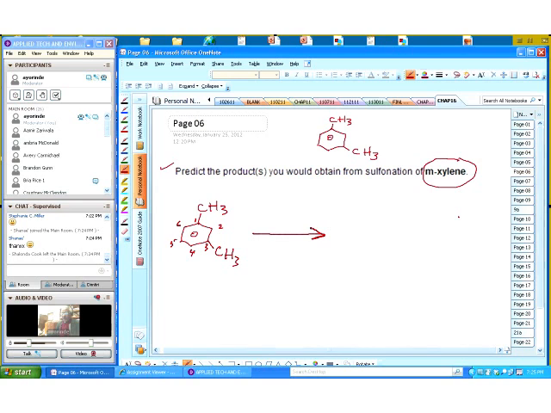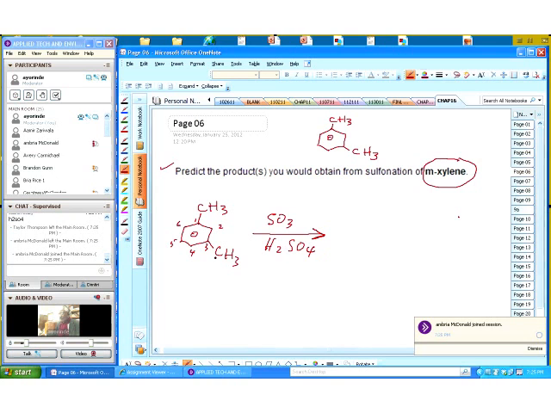Can anybody tell us what reagent we need for sulfonation? Okay, H2SO4 plus SO3, excellent. Sulfur trioxide and H2SO4. Folks, you need to know your reagents. Remember, I kept telling you from the last semester, knowing your reagents is the beginning of knowing organic chemistry.